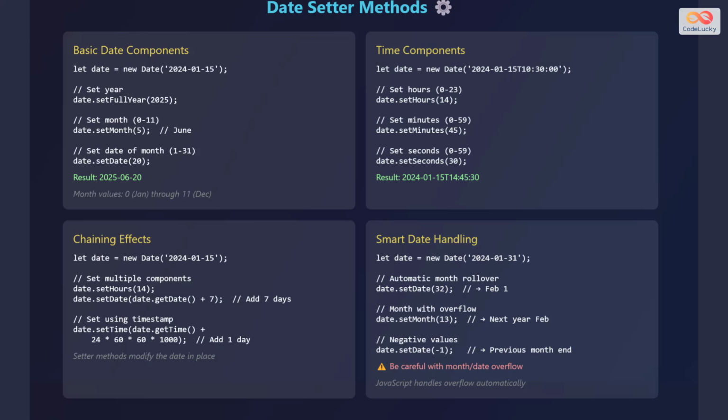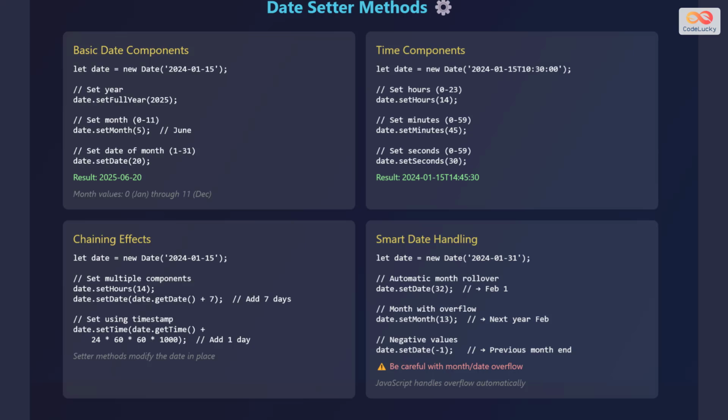In the second section, you will see how to modify time components using the setHours, setMinutes, and setSeconds methods, which set the hours, minutes, and seconds respectively. The output indicates that the time was set to 2:45 and 30 seconds p.m. on the same date. The third section shows how setter methods can be chained to modify multiple date components sequentially.